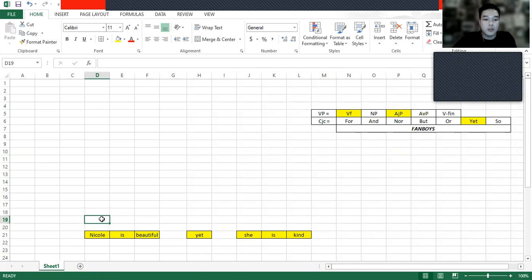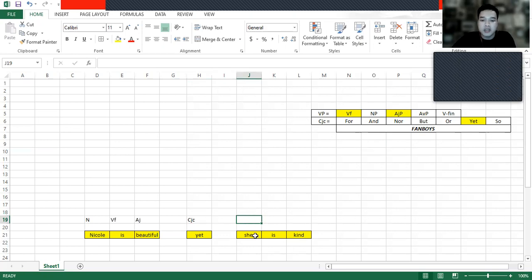First, there is Nicole. Nicole is identified as noun because it is a subject. And then let's move on into the next word, which is is. Is is verb finite. And then the next word, which is beautiful. Beautiful is adjective. Okay, next it is yet. Yet is considered as a coordinate conjunction. So let's type it here, CGC.